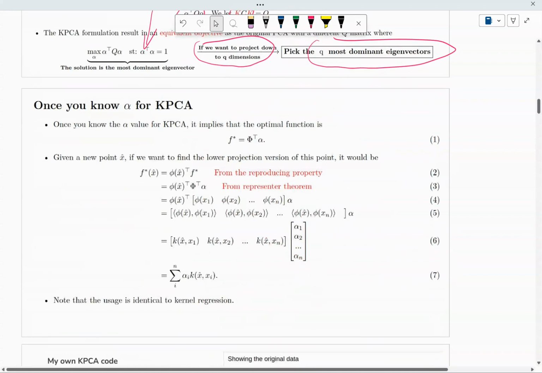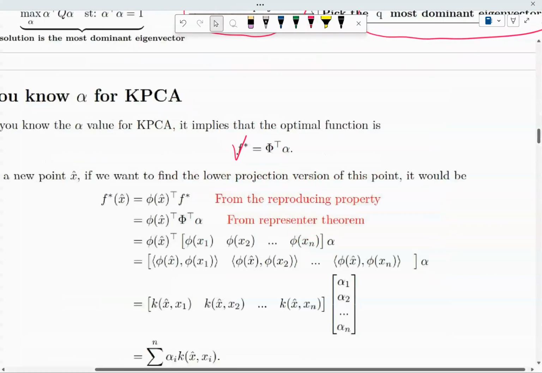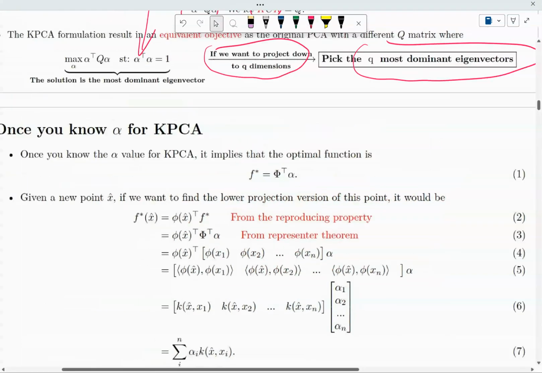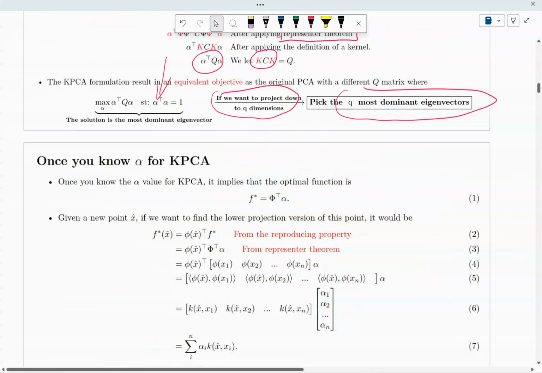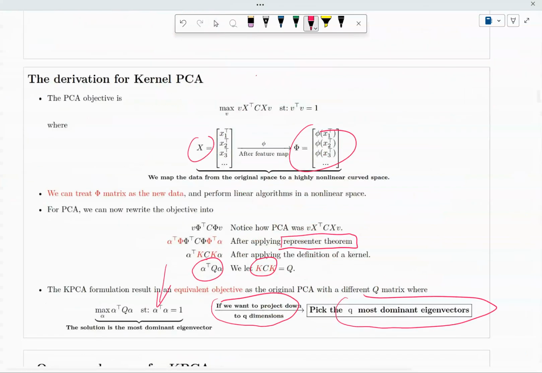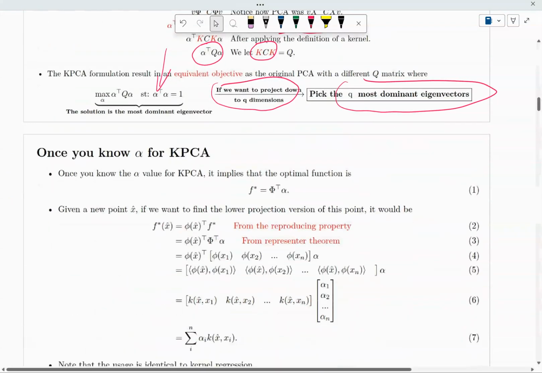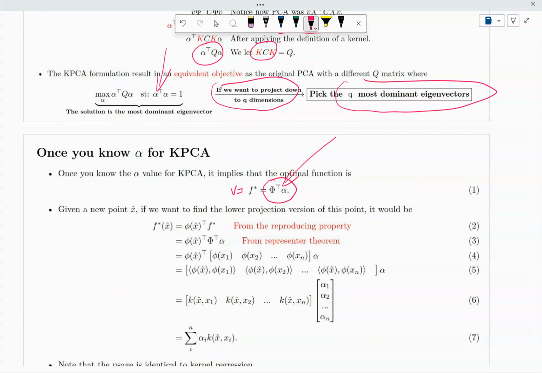All right. So once you know the alpha for kernel PCA, we found, well, it's F star here, but remember that V is the F star. In PCA, you're trying to find this V, and this V, which we call F here, is the same thing. From the representer theorem, it's equivalent to phi transpose alpha.